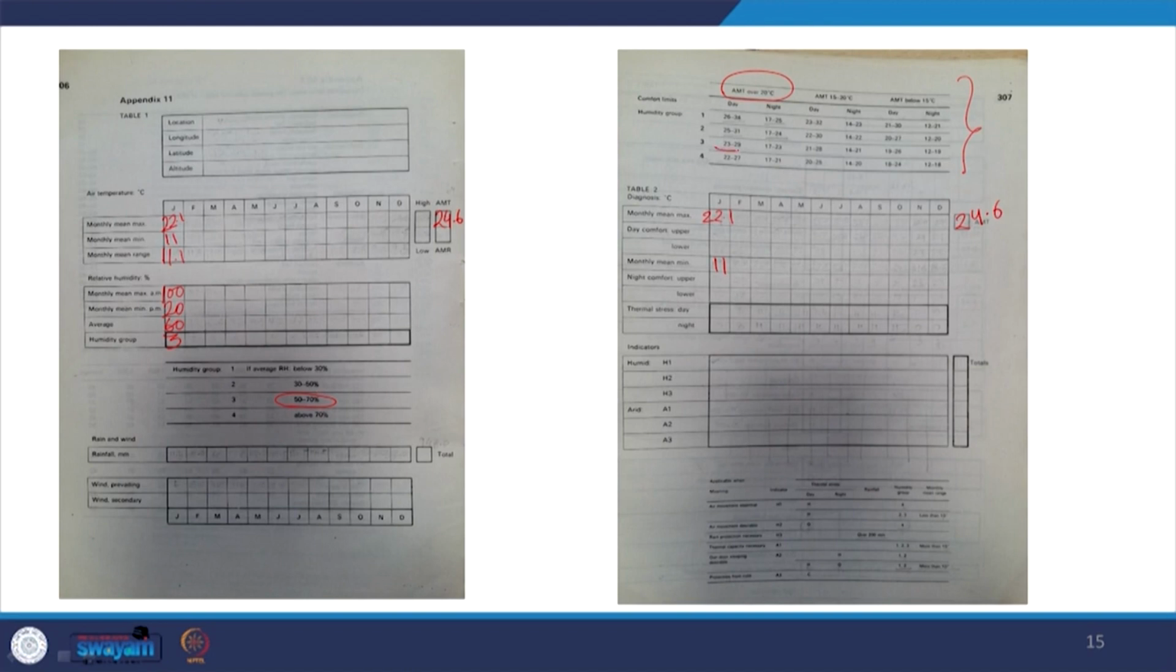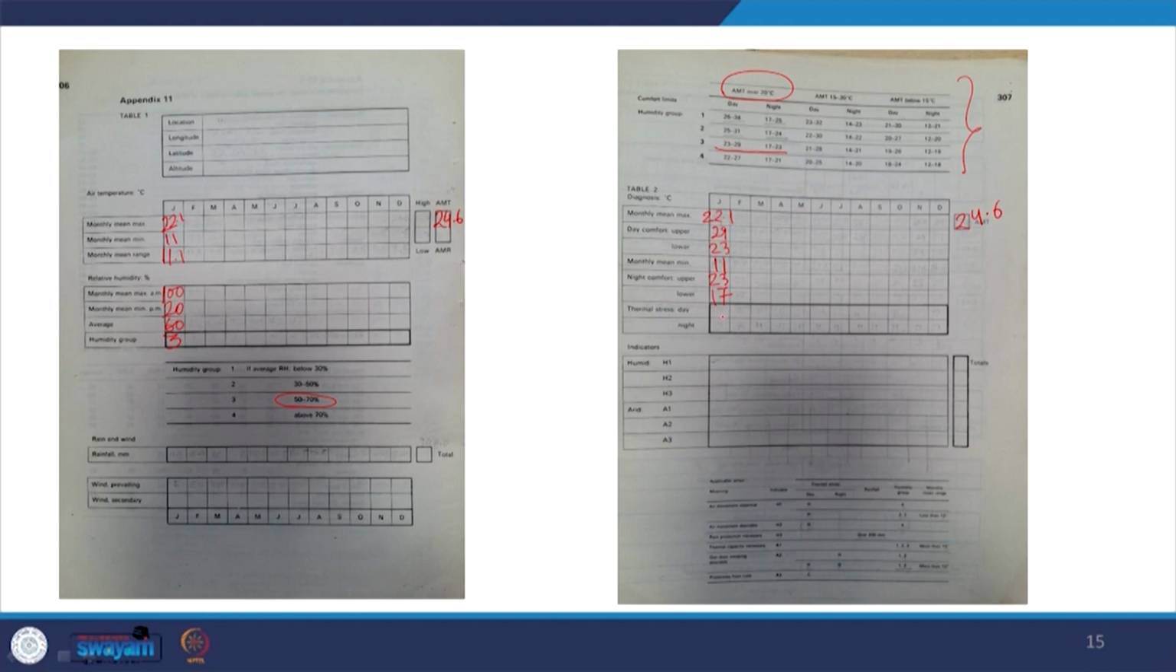So, we can look at the day and night comfort range. In January, the upper limit would be 29, the lower would be 23 for the day, and for night it would be 23 and 17 here. So, from this table we can actually fill up for each of the months.